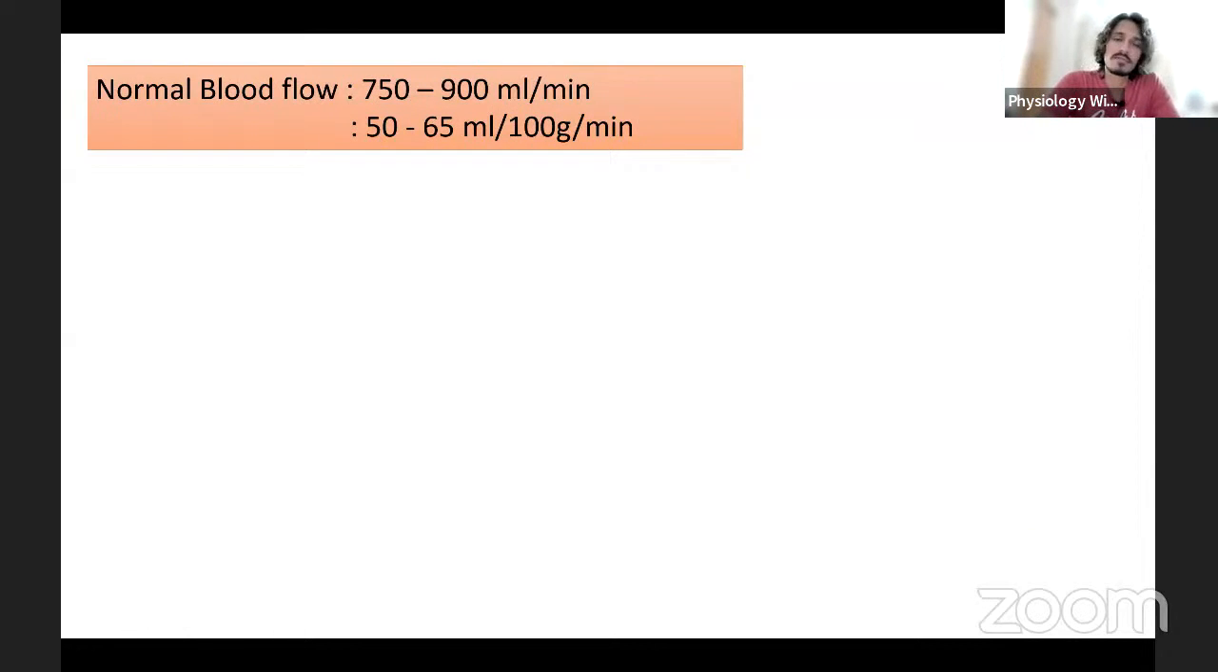The normal blood flow, you can see in ml per minute, is much higher compared to your coronary circulation, which is around 225 to 250. Here it is 750 to 900 ml per minute. But if you look at the per 100 gram per minute, it is almost similar to what you get in your coronary circulation, that is 50 to 65 ml per 100 gram per minute.